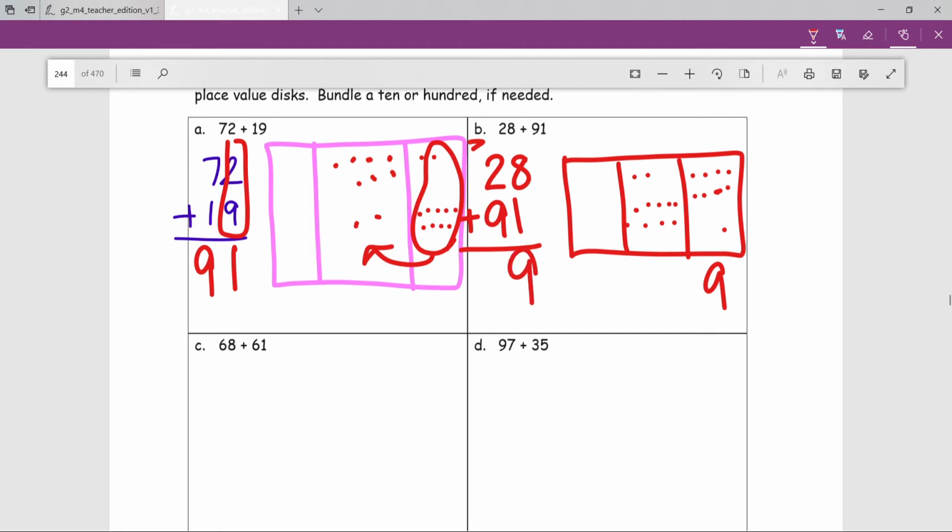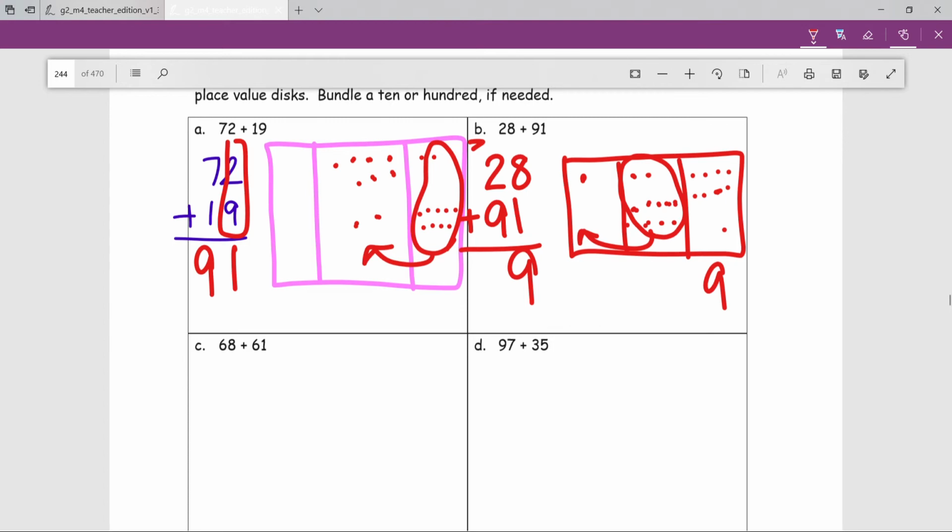Then I'm going to see if I have enough in my tens to bundle a 10. So I'm going to recount those. I've got 1, 2, 3, 4, 5, 6, 7, 8, 9, 10. There's one more over to the side. So I'm going to go ahead and circle up my tens, bundle them, and put them in the hundreds.